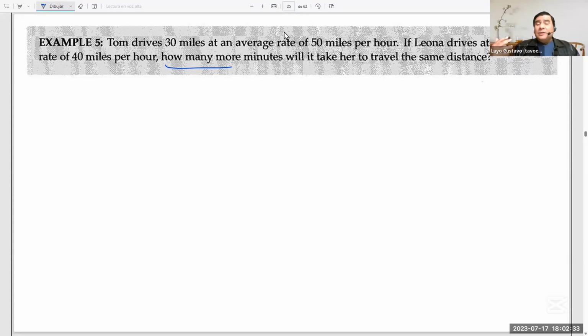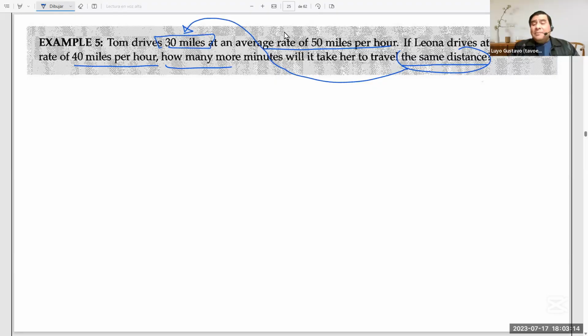So we need first to find those times for each person. And for those times, what we have is actually some rates. Okay, here, this same distance refers to which distance? Notice, it says Tom drives 30 miles at some rate or some speed. If Leona drives at an average of 40 miles per hour, we are given Leona's rate. How many more minutes will it take her to travel the same distance? So this same distance refers to the 30 miles mentioned at the beginning, okay?